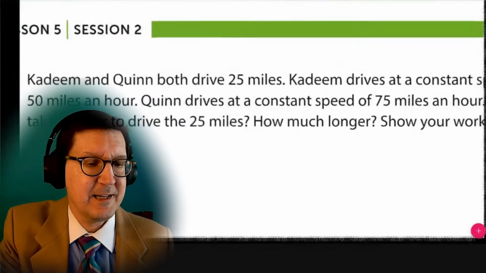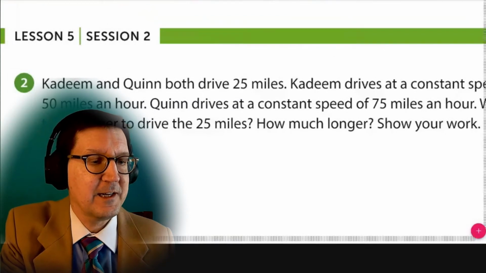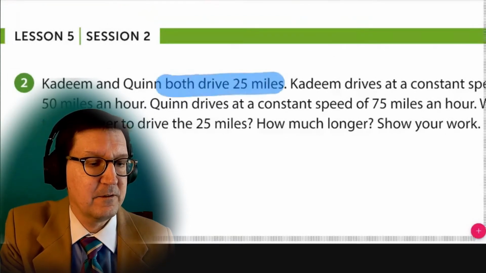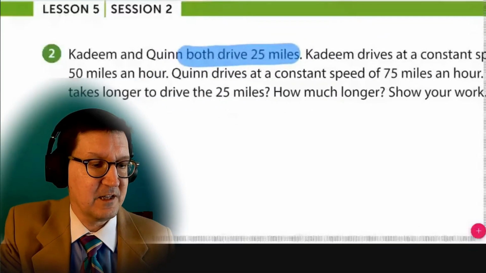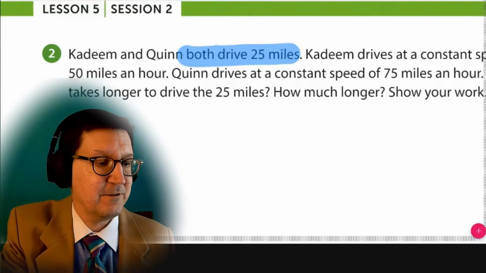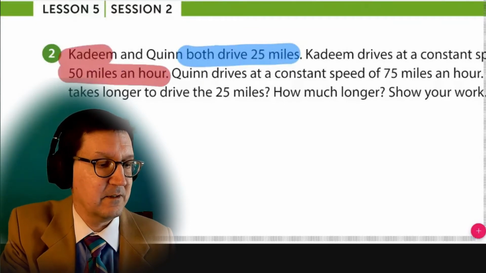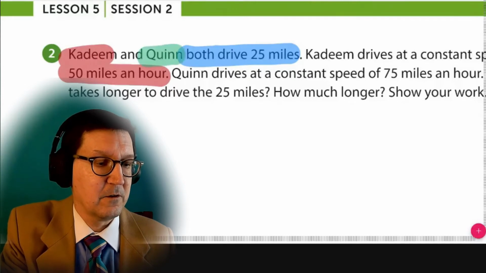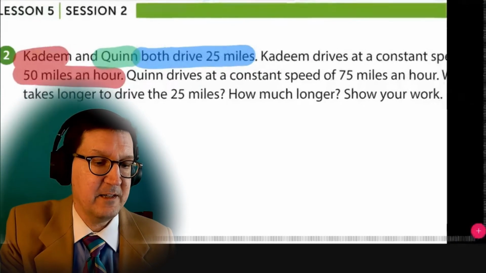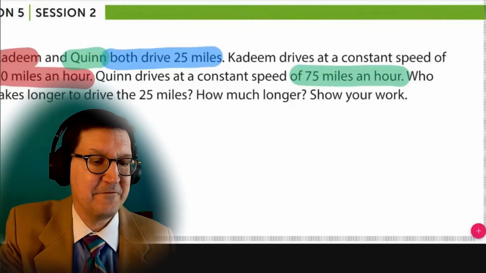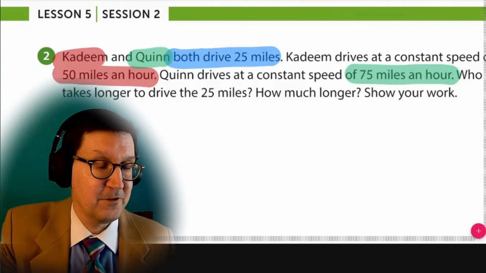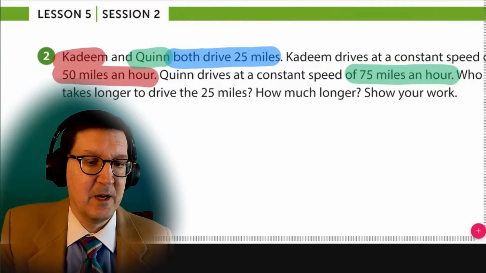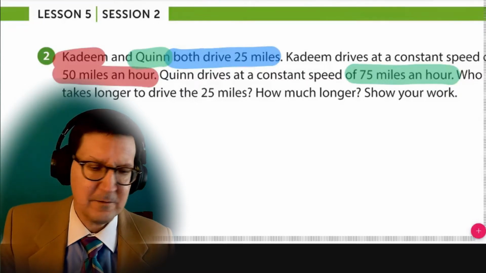So we're comparing Kadeem and Quinn. Let's look at our data. They both drive 25 miles. Now Kadeem drives at a constant speed of, here's a unit rate, 50 miles per hour. And that's Kadeem. Quinn, his speed is 75 miles per hour. So we have 2 different unit rates for 2 different speeds, 2 different constants of proportionality. So who takes longer to drive 25 miles, and how much longer? Well, let's figure this out.